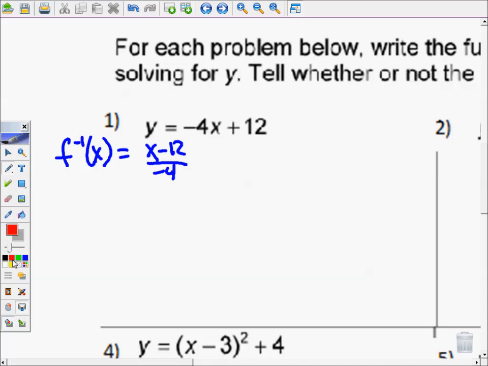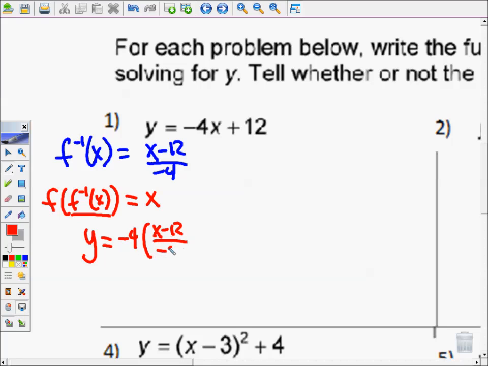Now I need to test my inverse. To test your inverse, you do f of the inverse, and you're going to substitute this in for x, because I do the inside first. If it's an inverse, I should end with x, because what am I starting off with? x. So I have y equals negative 4 times x minus 12 over negative 4, plus 12. I literally substituted this into x. That's what composition is.